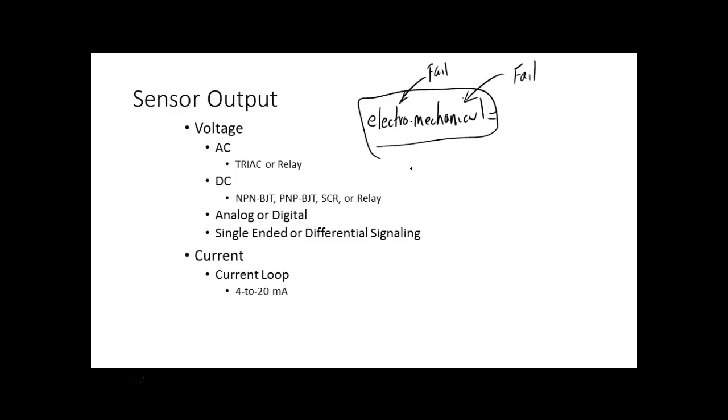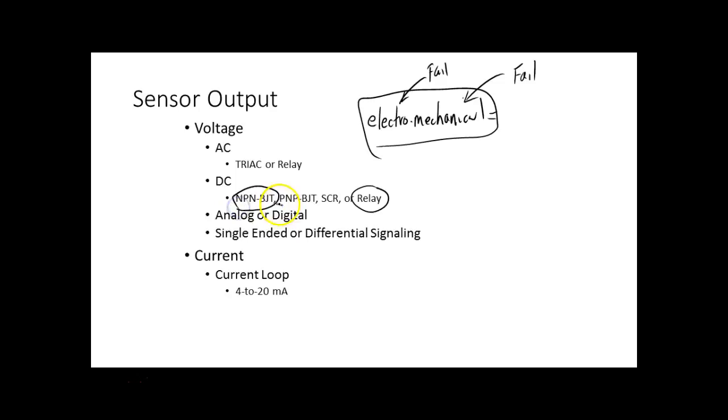So our PLC can either switch AC or it can switch DC. It doesn't care. If you've got a triac, it does not switch DC. It would only work with what? AC. So these sensors are either going to be AC or DC. And DC, if they're relay, it doesn't care.